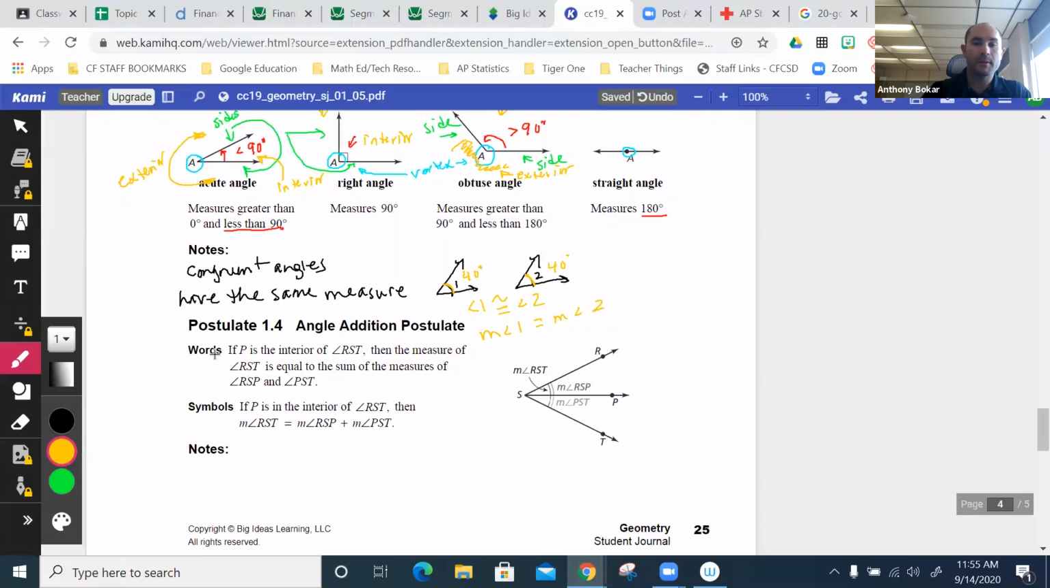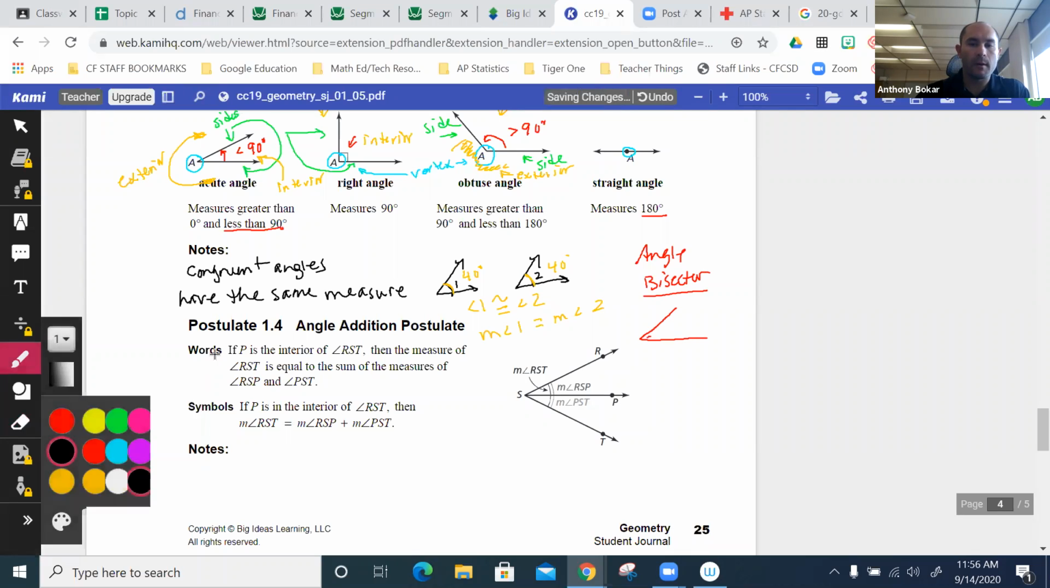And then an angle bisector. So real quick, an angle bisector is just, if I give you an angle and then I draw like a line or a ray or something through that angle, and that line or ray splits this angle into two equal angles, we call that a bisector, where it splits the angle in half, okay? That is what we call an angle bisector.